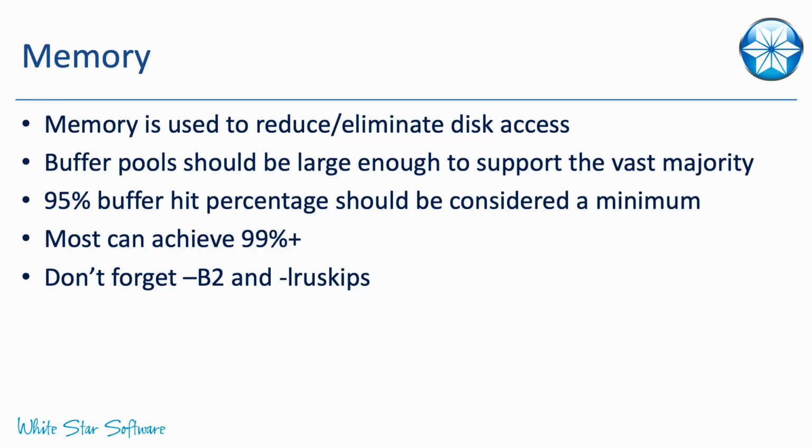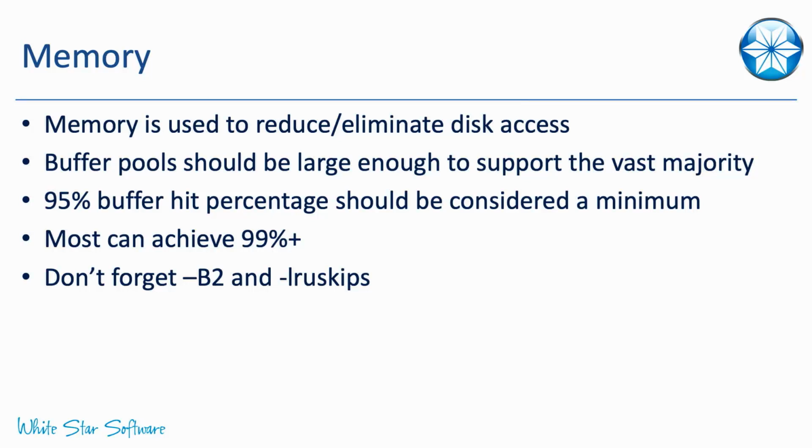But don't forget to use -B2, and this parameter here, -lruskips, which you should have set on every database. It allows Progress to look through the LRU table more efficiently, and it doesn't need to be set high, it just needs to be set. -B2 is the alternate buffer pool, and the alternate buffer pool allows you to cache static tables that are mostly static, and generally one size.